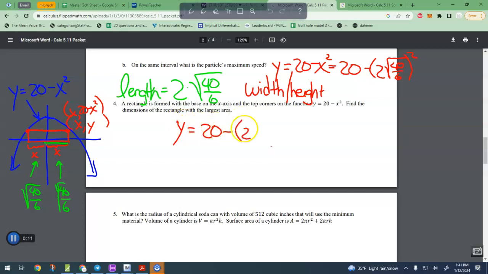So y is going to equal 20 minus 2 times the square root of 40 over 6 squared. So what's 2 squared? 4. What's the square root of 40 over 6 squared? It's 40 over 6. And that's a good enough answer, because all you have left is multiplication, addition, subtraction, division. If you want to go further with it, I guess you could, but I don't think there's any benefit to it.